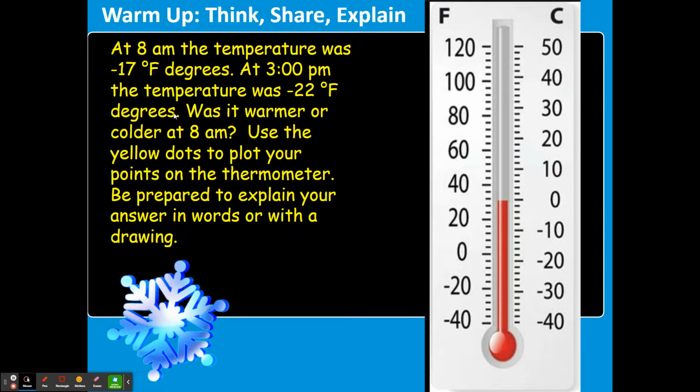At 8 a.m., the temperature was negative 17 Fahrenheit degrees. At 3 o'clock p.m., the temperature was negative 22. Was it warmer or colder at 8 a.m.? Use the yellow dots to plot your points on the thermometer. Be prepared to explain your answer in words or with a drawing.